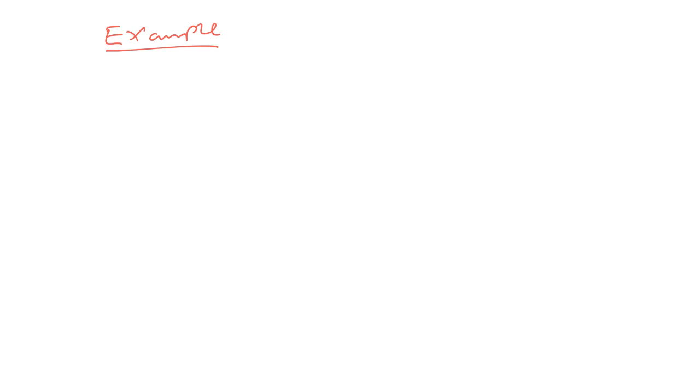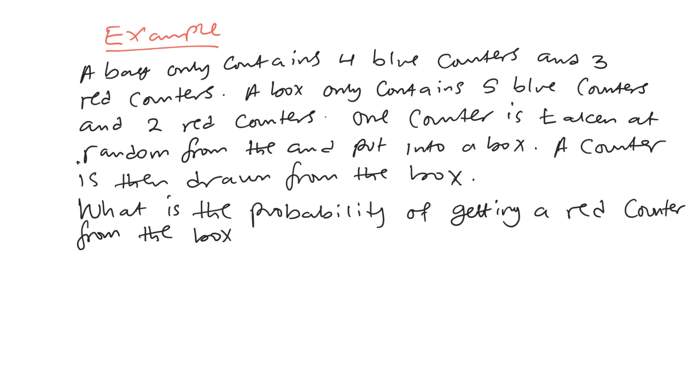Okay, what is it? It says a bag only contains 4 blue counters and 3 red counters. A box only contains 5 blue counters and 2 red counters. One counter is taken at random from the bag and put into a box. A counter is then drawn from the box. Now the question is, what is the probability of getting a red counter from the box?